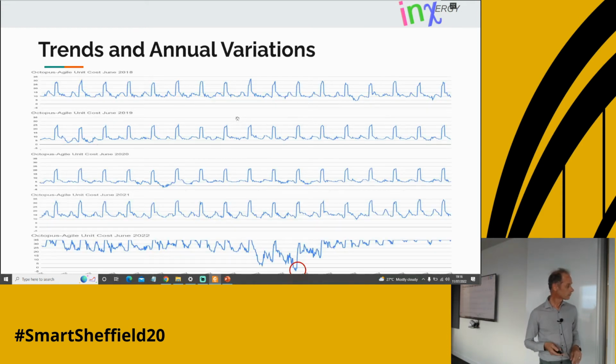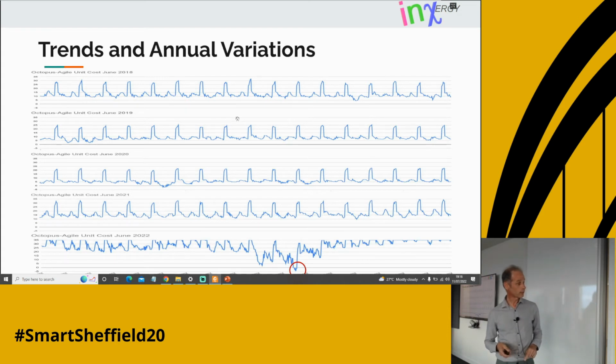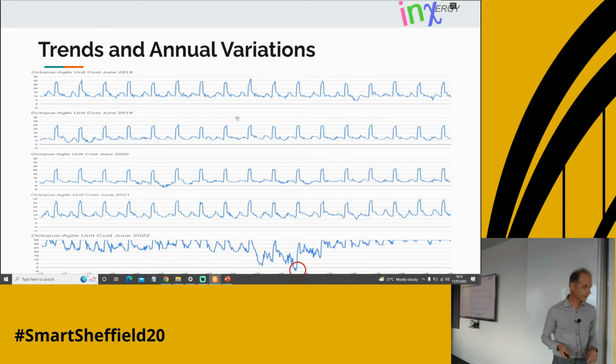So just looking at some general trends, which is the more honest graph at the moment. Here's some of the problems, and here's some of the reasons why selling time of use energy and shifting energy around is not particularly popular at the moment. So, the Agile tariff from 2018 to 2022.